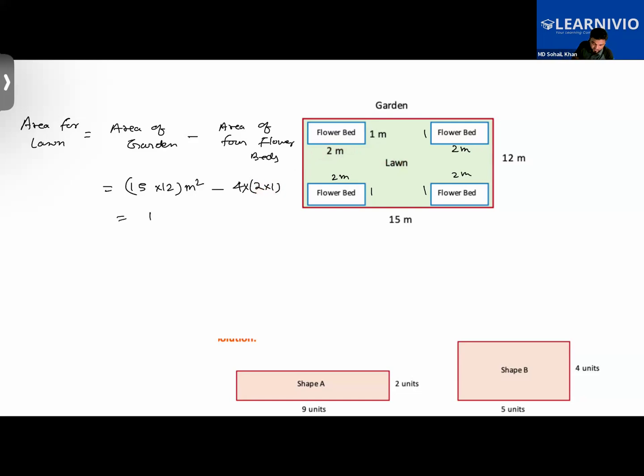So 15 into 12, 180 square meter, minus 4 into 2 into 1, that is 8. So 180 square meter minus 8 square meter, that is 172 square meter, is the area left for the lawn. So this area in the green is equal to 172 square meter. Clear?